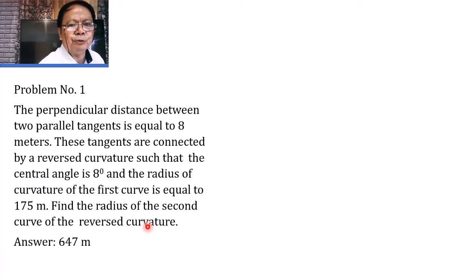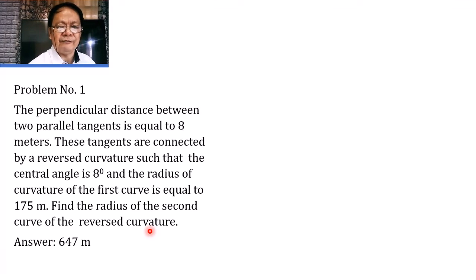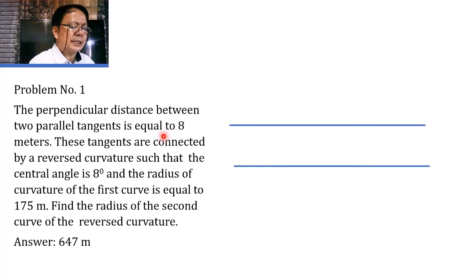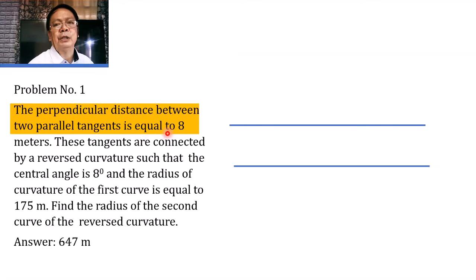So in order for us to be able to solve the problem, it could help us if we draw the illustration. What we do is analyze the problem one by one, and as we analyze the problem, we draw the reverse curvature from the given elements of the curve in the problem. Let us start with the situation that the perpendicular distance between the parallel tangents is equal to 8 meters, meaning we have here these parallel tangents whose distance is 8 meters.